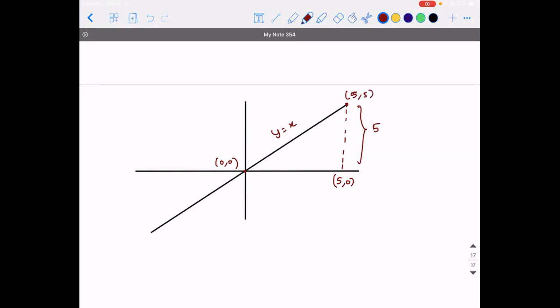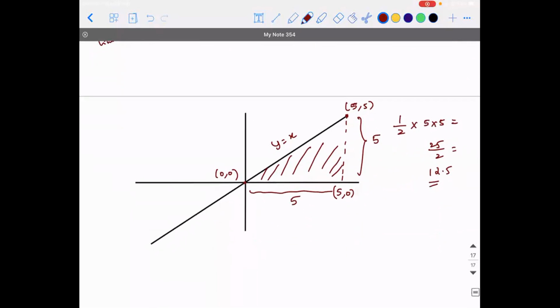So this height is 5. And how much is this width? This is also 5. So this forms a right angle triangle. For a right angle triangle, what is the area? Half into base into height. That is 25 by 2, which is 12.5. Are you guys able to understand?